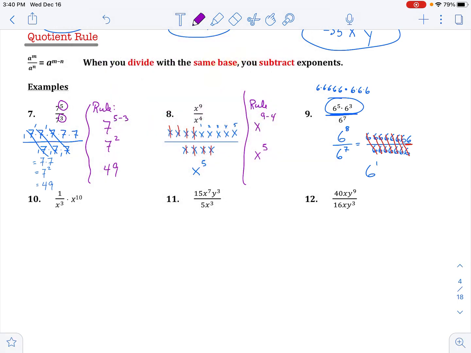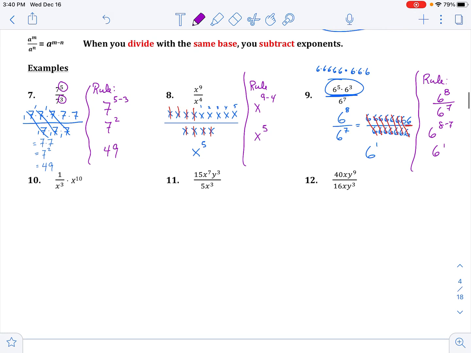If I would like to use the rule, starting with the problem we said was 6 to the 8th divided by 6 to the 7th, remember, we can do it as a base 6 to the 8 minus 7, which is 6 to the 1st. In problem number 10, I'm going to focus on using the rule here. This is going to be a fraction of x to the 10th over 1. So when I do this, I get x to the 10th divided by x to the 3rd. In this situation, the base is x. We can subtract those exponents and get x to the 7th.